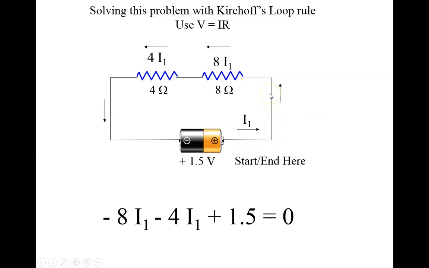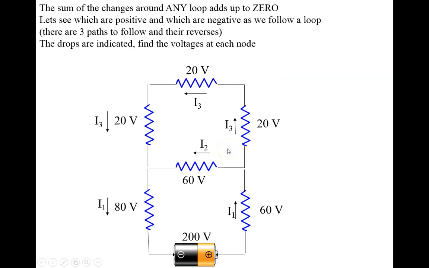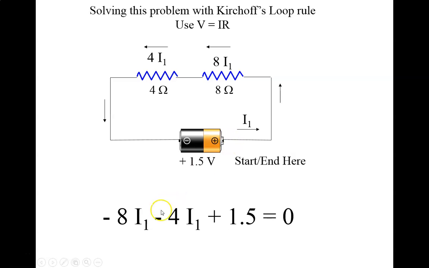I'm going to write my equation starting here, following this along: minus 8I1 minus 4I1. Then I come across my battery. Now I'm following current with the battery, so I go up in voltage. It's pumping up the voltage, and that's plus 5.1 equals 0. Then you've got one variable and a bunch of numbers. Solve it and you're done.